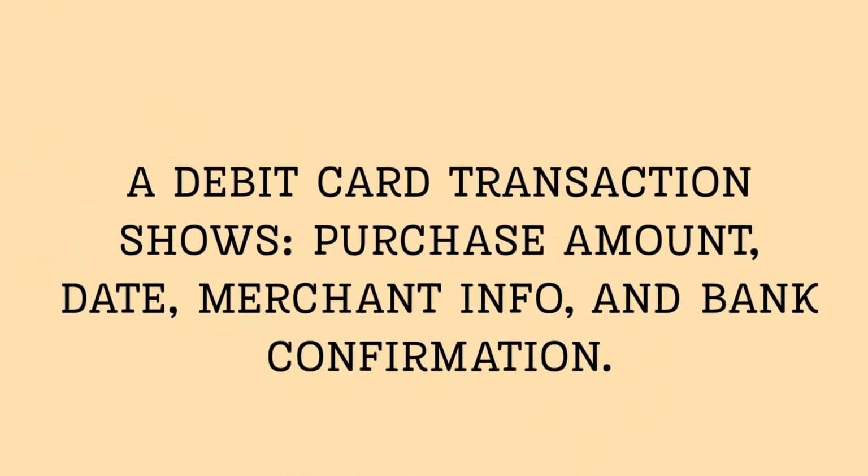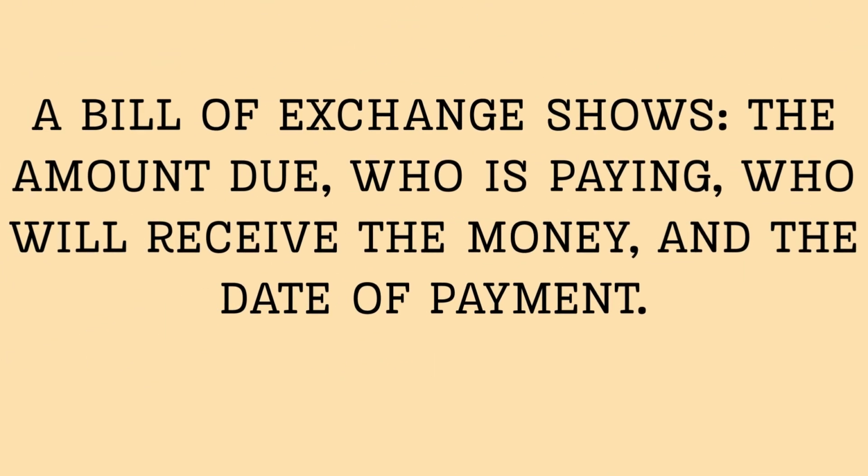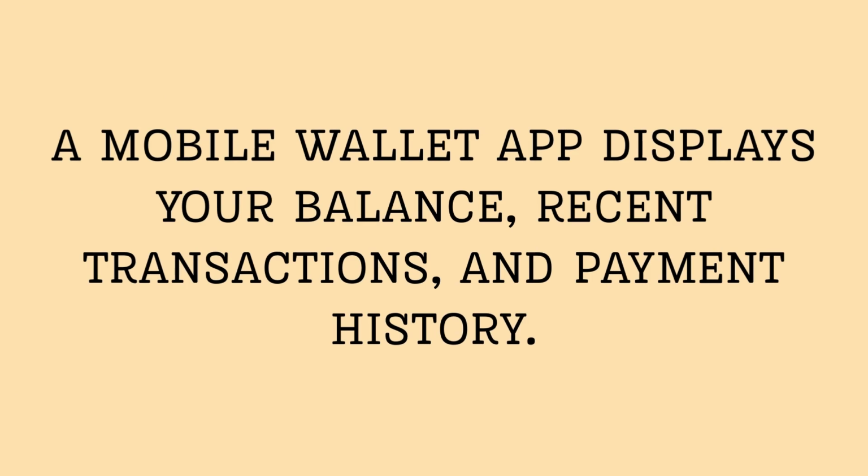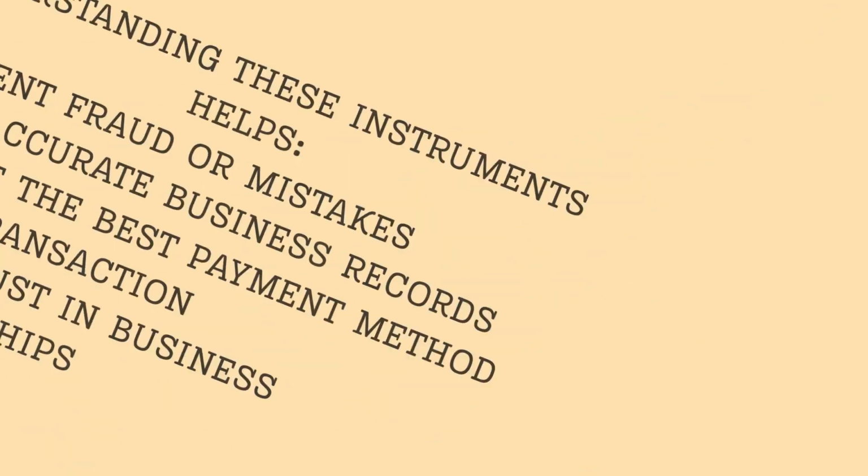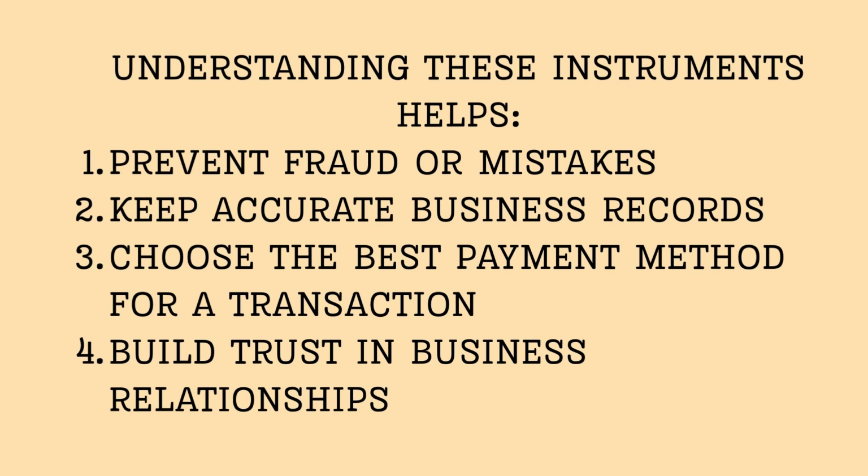A debit card transaction shows purchase amount, date, merchant info, and bank confirmation. A bill of exchange shows the amount due, who is paying, who will receive the money, and the date of payment. A mobile wallet app displays your balance, recent transactions, and payment history. Understanding these instruments helps prevent fraud or mistakes. Keep accurate business records. Choose the best payment method for a transaction. Build trust in business relationships.